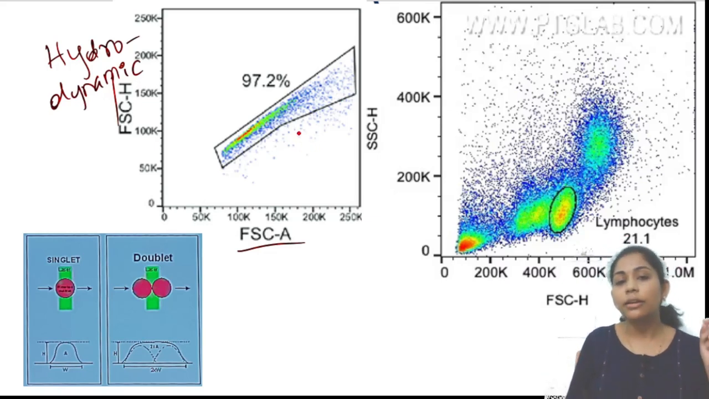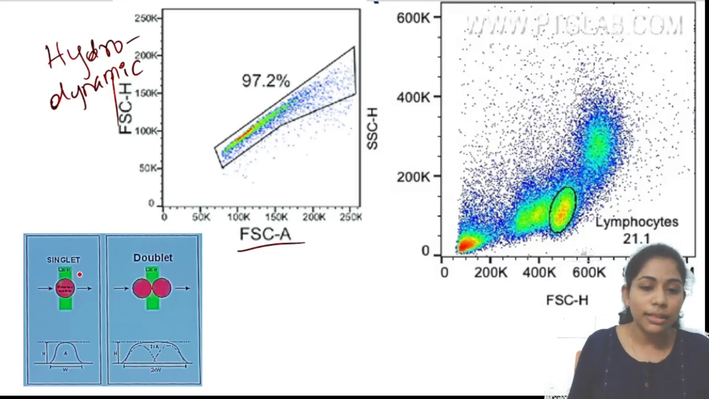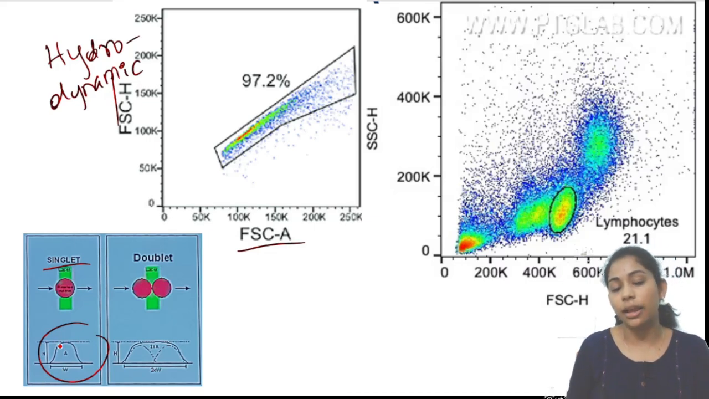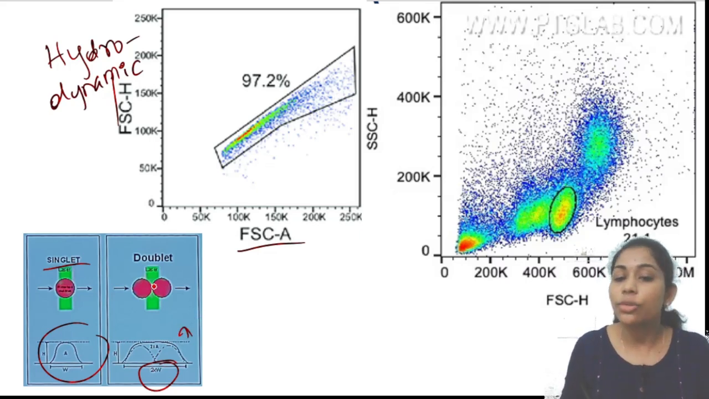How will we separate them? For that we have to understand this. If a laser hits a singlet population, it gives an impulse. It gives us some height, some width, and some area. Even when one single cell comes, this is the height, this is the width, and this is the area. When a doublet population is hit by the laser, the height might be the same, but the width will increase. Because of the increase in width, the area also increases. That's why we make use of this concept here.